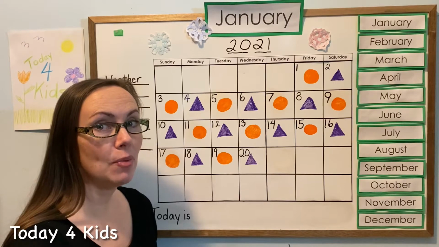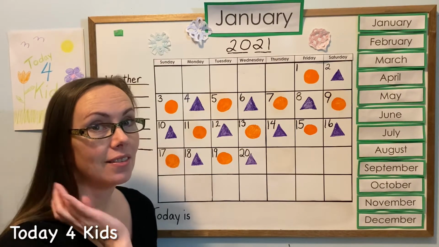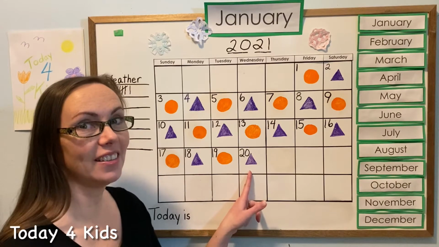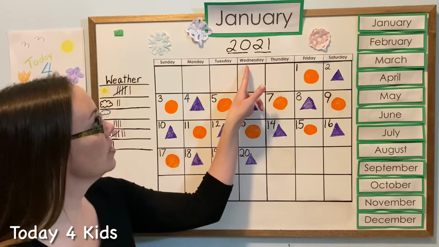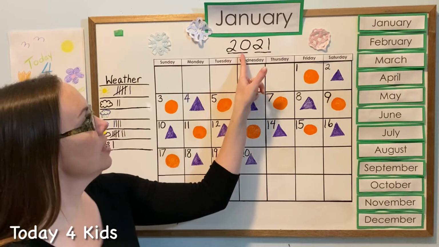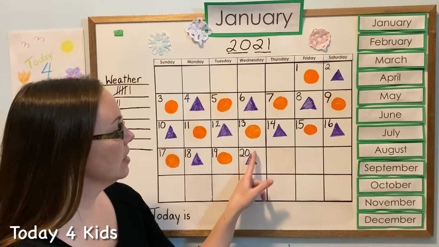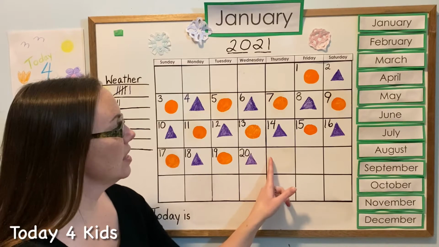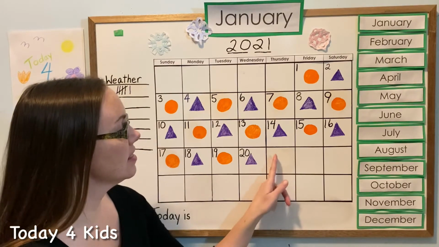Do you see what shape it was? Can you tell me what shape it is? What about the color? Did you guess purple triangle? Purple triangle was yesterday, and yesterday was Wednesday, January 20th, 2021. So yesterday was this square. So today we just move over one square, and that tells us that this is today.